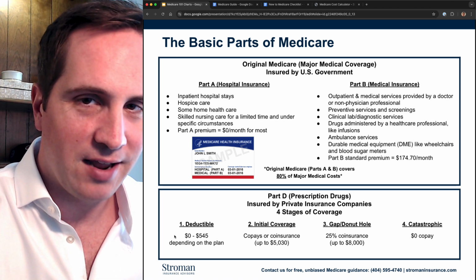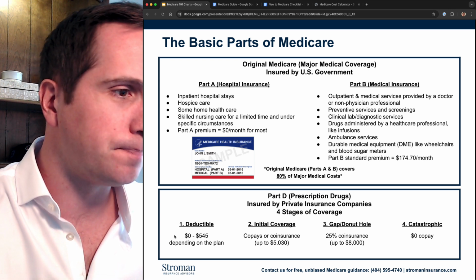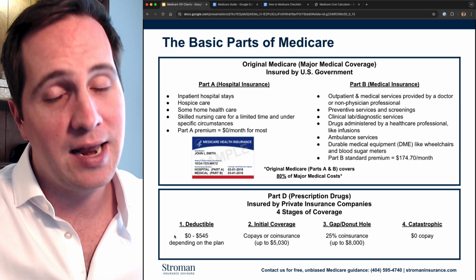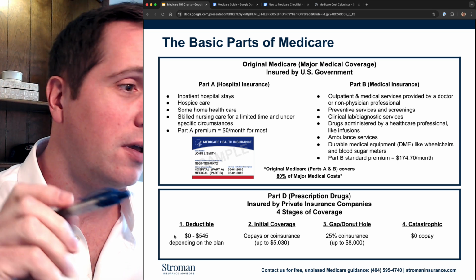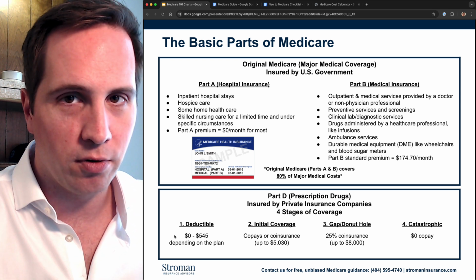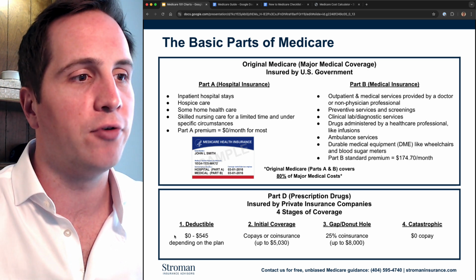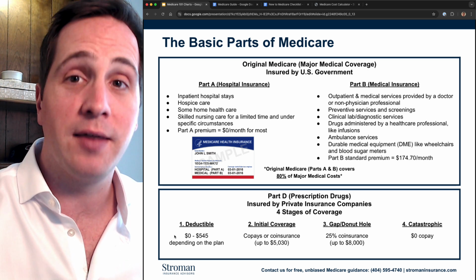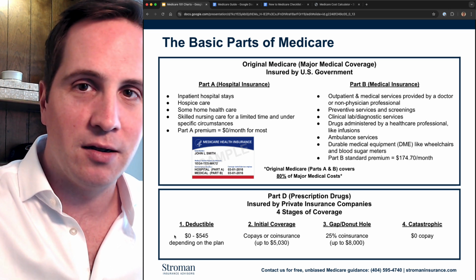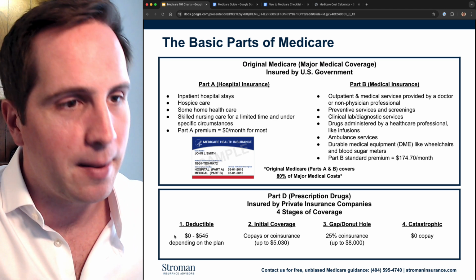The third stage of coverage is called the gap or the donut hole, the coverage gap or donut hole, which is that space between $5,030 and $8,000 in total drug cost, where you are on the hook for 25% across the board for drugs. And then once you hit $8,000 in total drug costs for a year, you hit the catastrophic phase, which basically takes care of drug costs for you beyond that point.